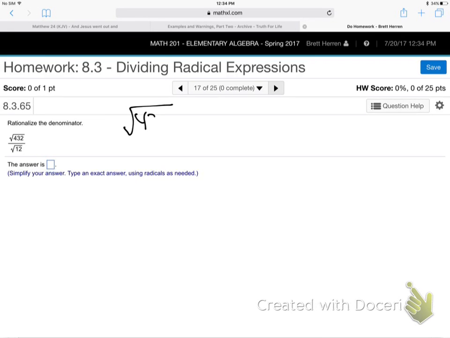So square root 432 over root 12. 432 over root 12.